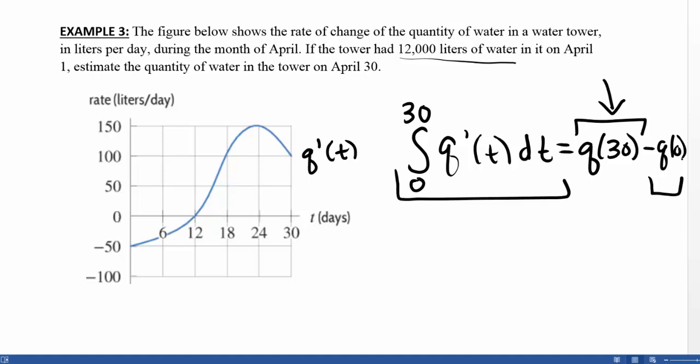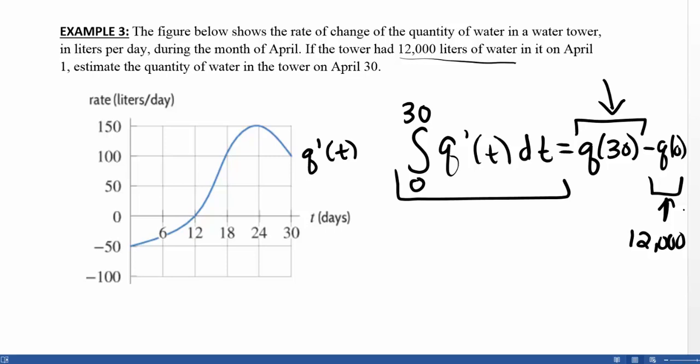I'm going to say that Q of 0 is probably the easier piece to find here because that's going to come right from the problem. It says that the tower had 12,000 liters of water on April 1st, so April 1st is when we started measuring. So the quantity on April 1st is 12,000 liters. That was our initial quantity, our Q of 0.